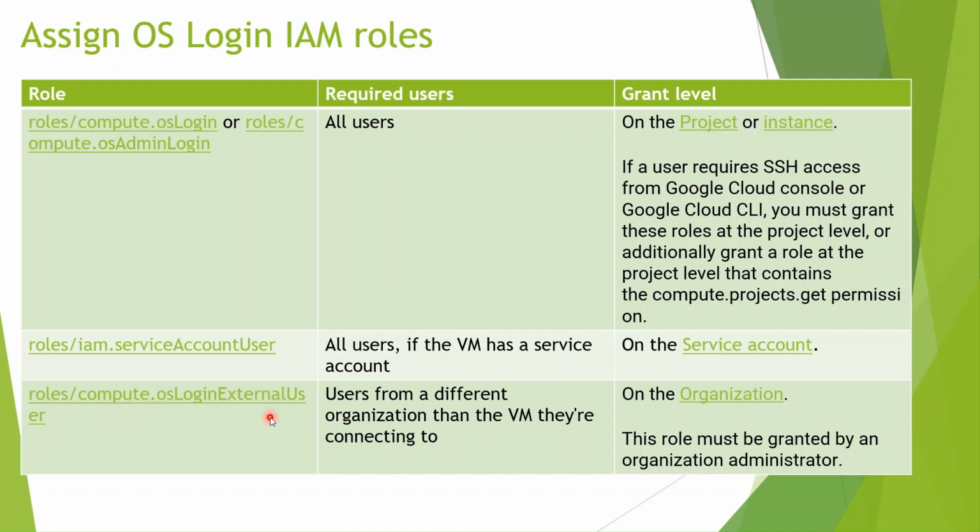Suppose there is a partner organization or someone from a different organization which is helping or managing your infra, and you want to give them access to your infra. You can use this specific role. Once you give this role, they can access your VMs in your organization. Basically, these are users from a different organization than the VM they are connecting to, and we have to give this role on the organization level. I will show you how we can do all these things.